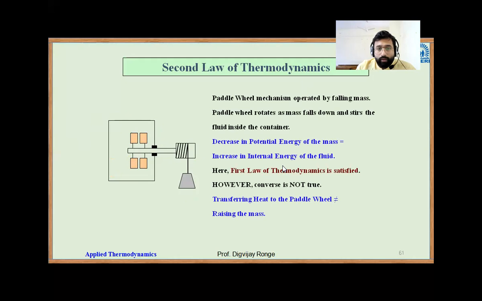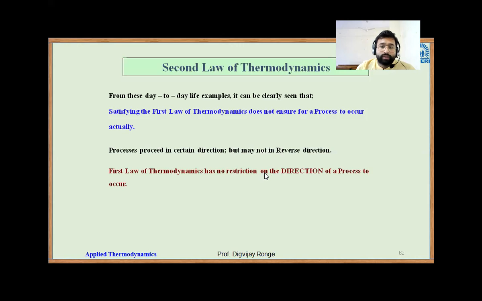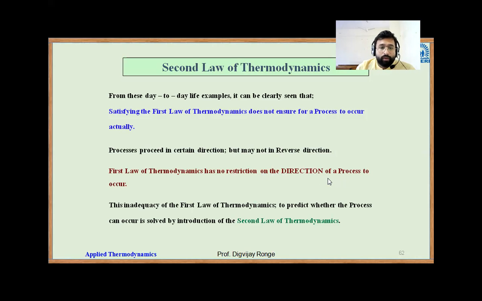The converse is not true in the paddle wheel also. Still, the first law of thermodynamics is satisfied. So from these day-to-day examples, it can be clearly stated that satisfying the first law does not ensure that a process will actually occur. खरंच ती process होऊ शकते का? हे first law तुम्हाला सांगू शकणार नाही. So that is the limitation of the first law. A process proceeds in a certain direction, but may not in the reverse direction. The first law of thermodynamics has no restriction on the direction of a process. This inadequacy of the first law to predict whether the process can occur is solved by the introduction of the second law of thermodynamics.